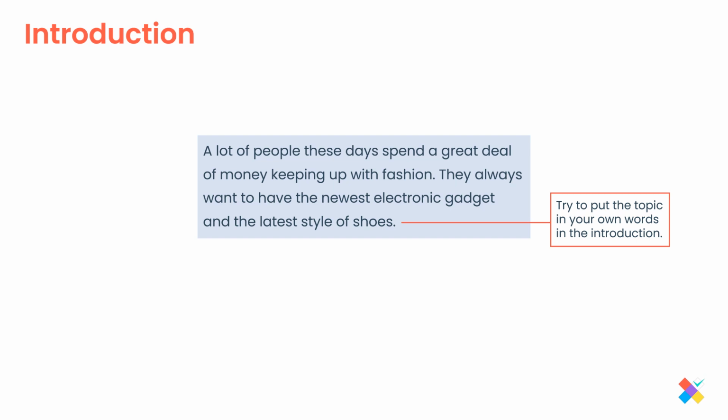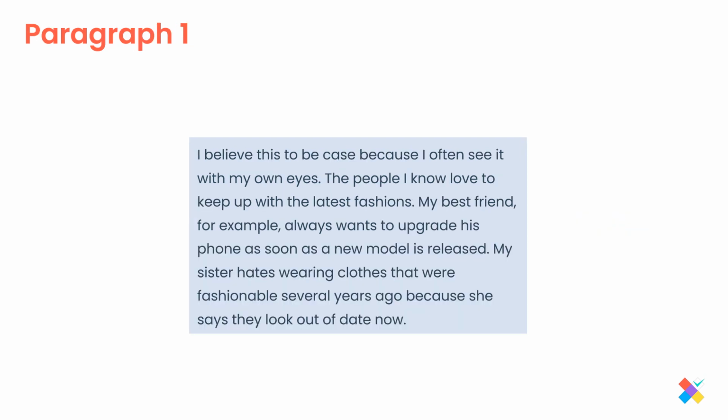We're moving on to the first body paragraph. And here the candidate has given the first idea. I believe this to be the case because I often see it with my own eyes. And then the candidate here expands, and as you can see, he also gives an example. My best friend, for example, so from their own knowledge and experience. And then it continues with my sister hates wearing clothes that were fashionable several years ago.